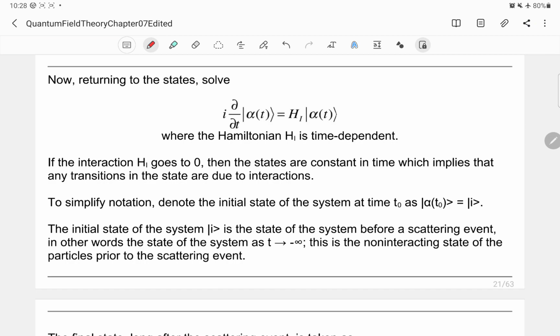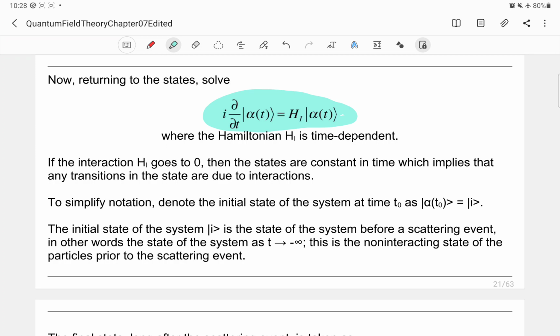Now going back to the states, we will solve this differential equation where the H here is not anymore the full Hamiltonian but only the interaction Hamiltonian, which is time dependent. So if the interaction H_I goes to 0, then the states are constant in time, which implies that any transition in the state are due to interactions.